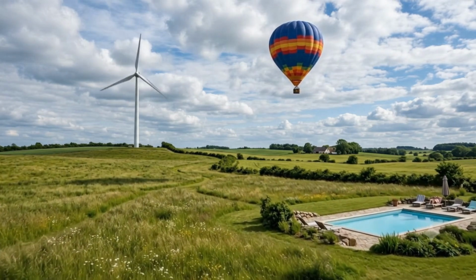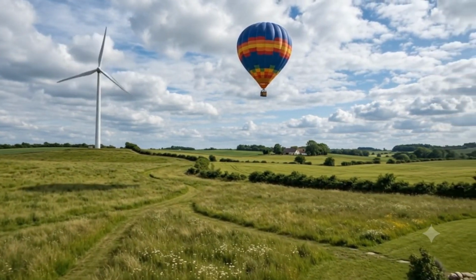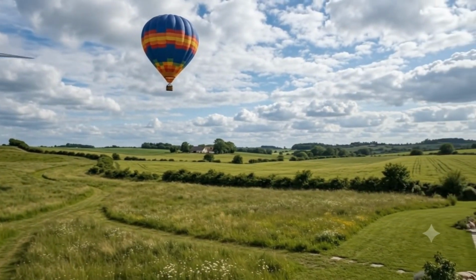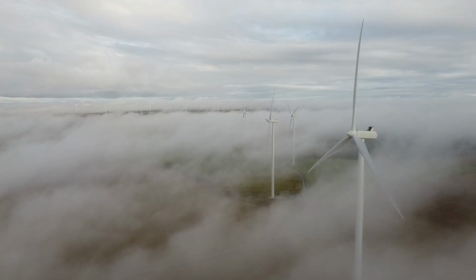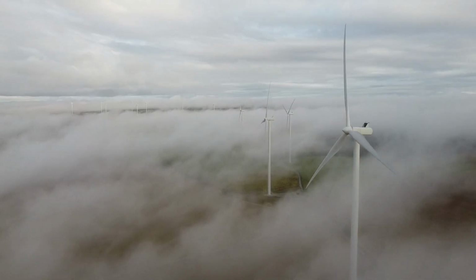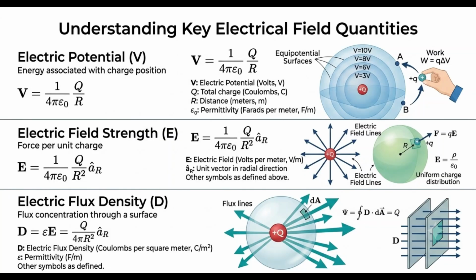These three objects sit in the same electric field between a cloud and the ground, but the field around each one looks completely different. And why? A wind turbine, a hot air balloon, and a swimming pool. All these objects somehow change the electric field between the cloud and the ground. And the reason why comes down to these three quantities: potential, field strength, and flux density. Let me show you how.